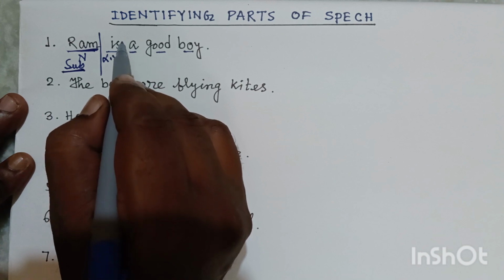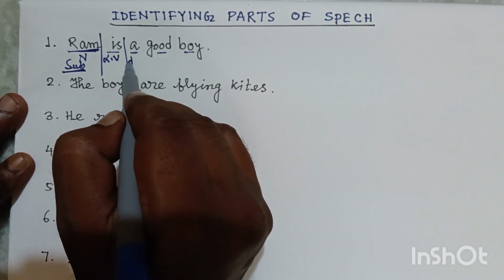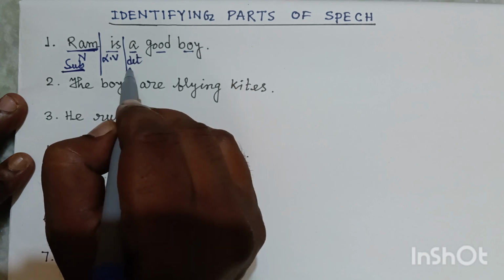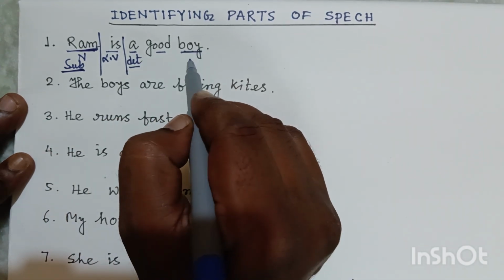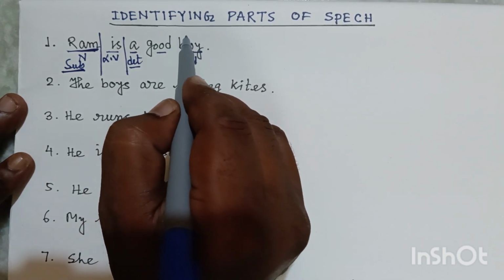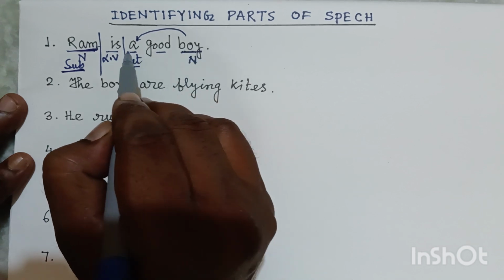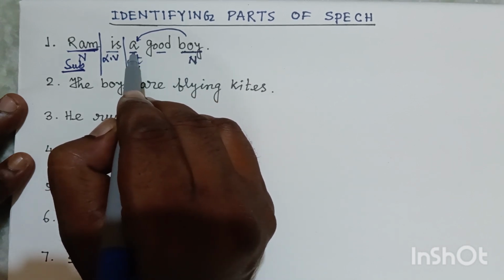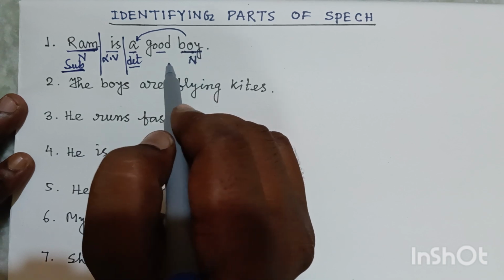Here the term is the linking verb. A, basically it is a determiner. Determiner is a vast chapter, friends. Actually, this is a common noun. A common noun cannot be used without any determiner. So always we have to use a determiner with a common noun if it is in singular form.